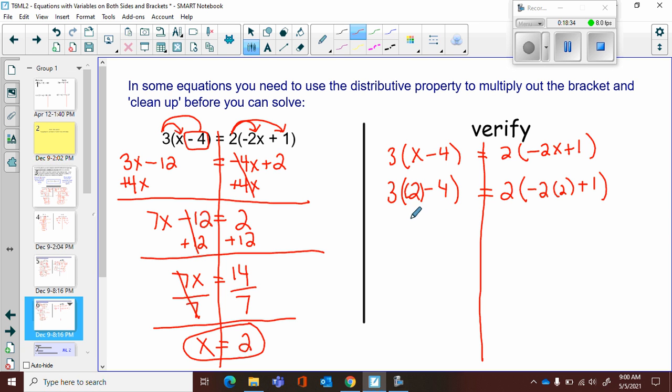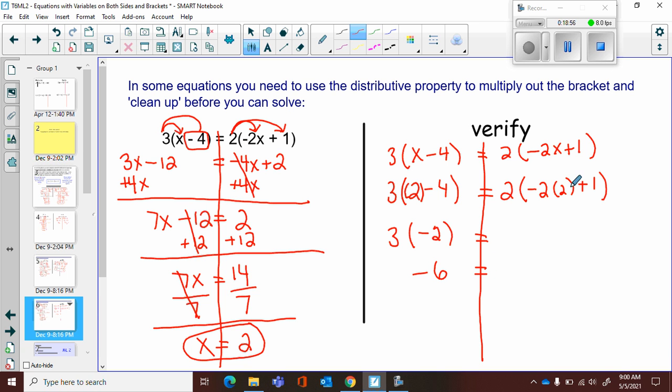So let's start with our left-hand side. Using order of operations, we need to solve our brackets first. So 2 minus 4 is -2. And then 3 multiplied by -2 gives me -6 on my left-hand side.